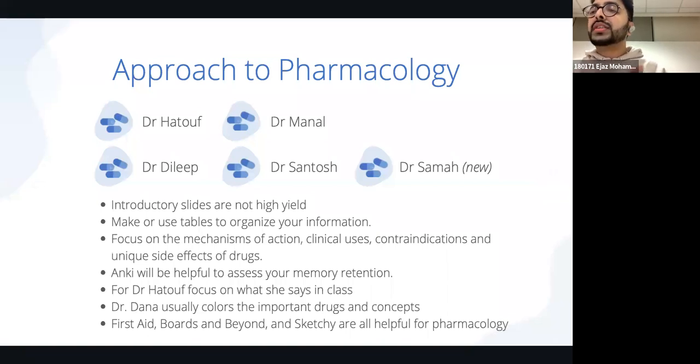All right. And then Dr. Dana, she's the easiest doctor to study for in neuro because she will highlight the questions, or she will tell you, oh, don't memorize this drug, or memorize this drug, and then she will highlight in green or blue color the drugs, or basically the questions, that she's going to ask you. So just pay attention in class and you're good. All right. Moving on.